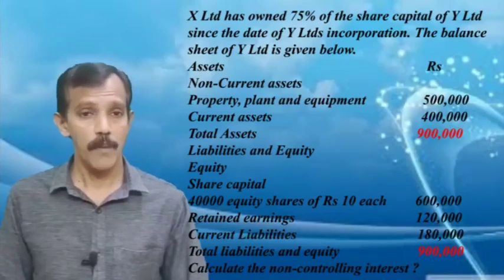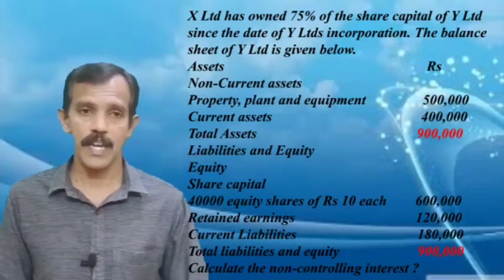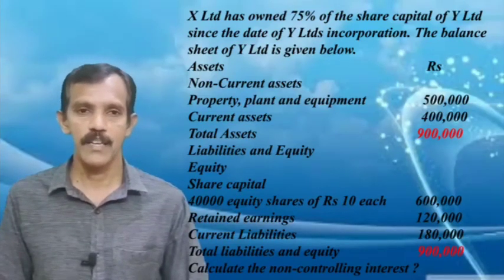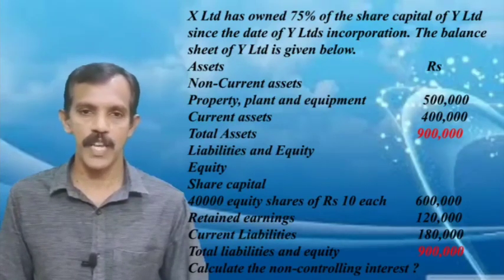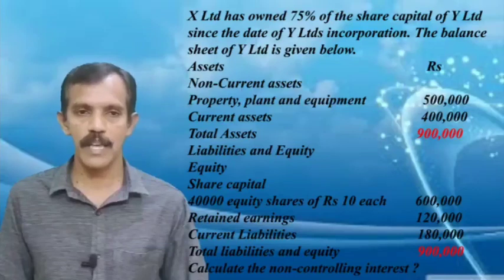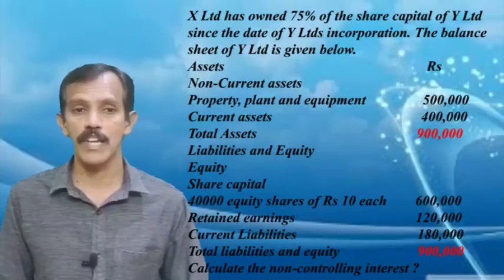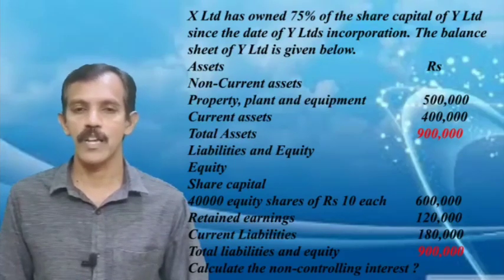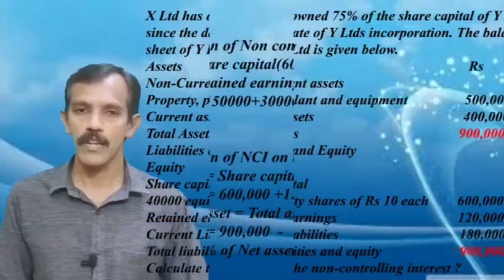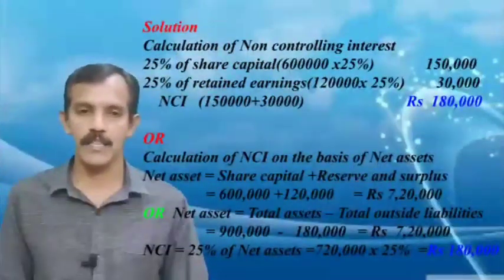Then liabilities and equity on the liability side. Firstly, equity share capital, 40,000 equity shares of rupees 10 each, amount comes to 6 lakh. Retained earnings 1,20,000. Current liabilities 1,80,000. Then total of liability and equity is equal to 9 lakh. Calculate non-controlling interest, NCI. This is our question.